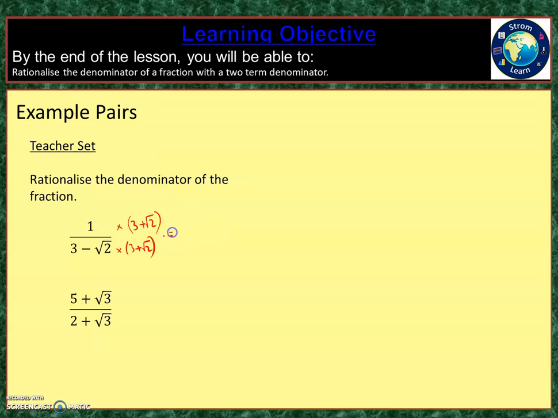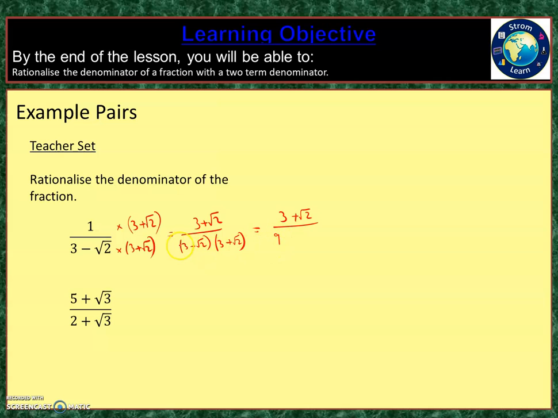So in this case, the numerator is nice and easy, I'm only multiplying by 1. And the denominator, I'm going to get 3 minus root 2, and 3 plus root 2. So I'm going to expand that using whatever method of expanding brackets that you prefer. And when I expand these, I'm going to get 4 terms.